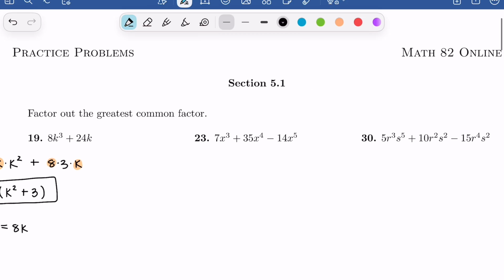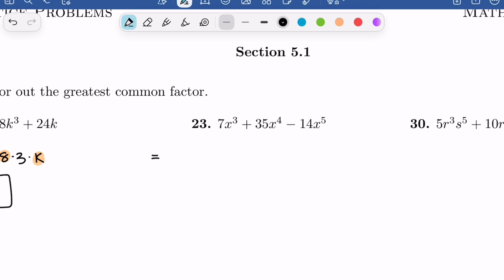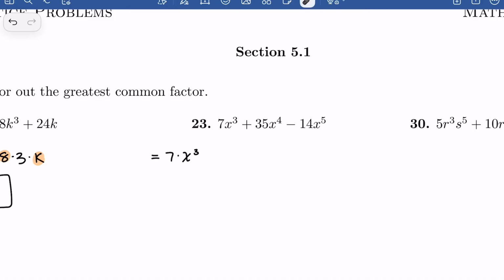We'll do something similar. We're going to split up each of these terms into their factors and identify the greatest common factor. For this first term here, we have 7 times x cubed. I'm just going to write this as two factors, 7 times x cubed. The reason being is because notice 35 and 14 are both divisible by 7 as well.